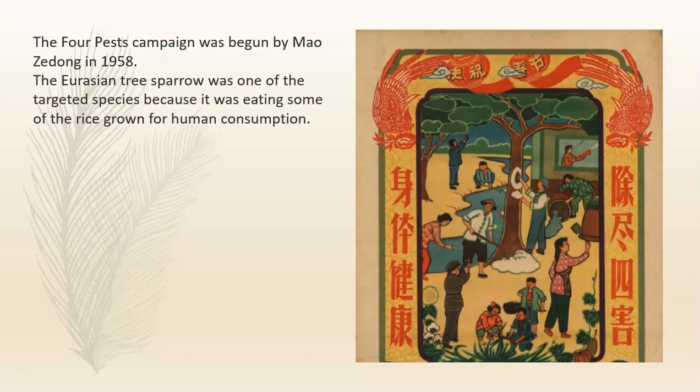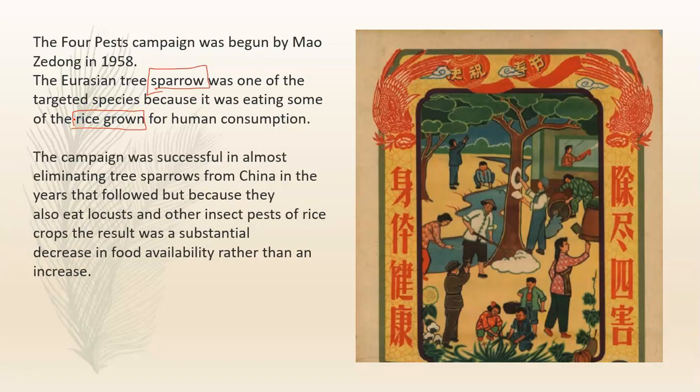And the Eurasian tree sparrow. So there is a sparrow. You know what a sparrow is? The Eurasian tree sparrow was one of the targeted species because it was eating some of the grain grown for human consumption. So sparrows were eating rice. Why did they do that? And then that campaign, what happened to that campaign?